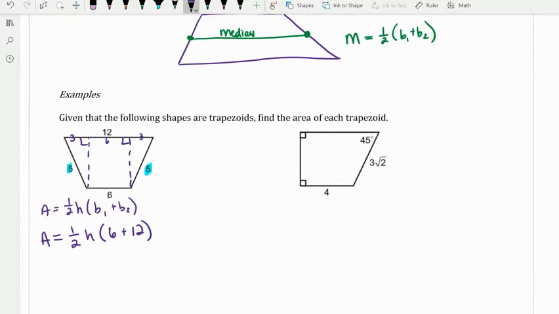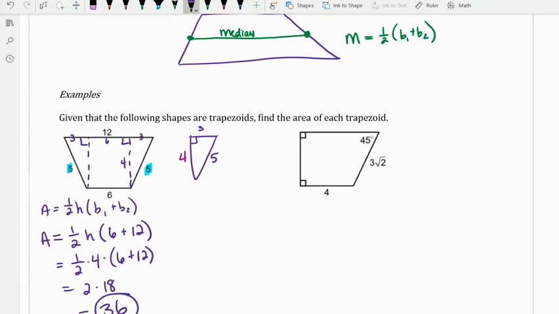And then to get my height, I've got a right triangle here, right? If I look at this one, that is 3 and 5. So the missing side over here, if I do my Pythagorean theorem, or if you just know that's a Pythagorean triple, it's 3, 4, 5. So our height there would be 4. So then we can do 1/2 times 4 times 6 plus 12. That would be 2 times 12 plus 6 is 18. So the area of this trapezoid is 36. Okay. All right, there's our first one.